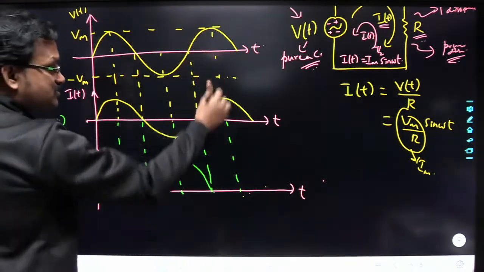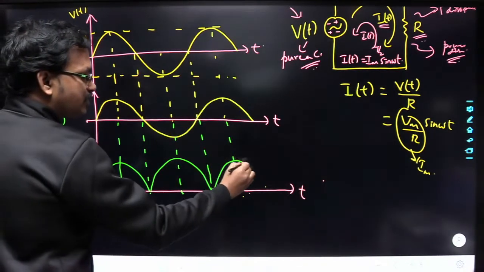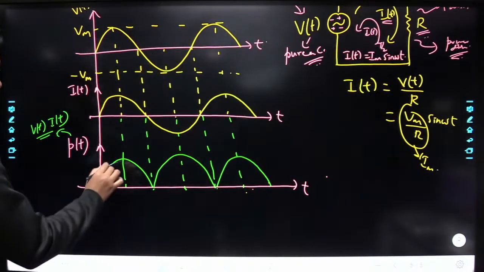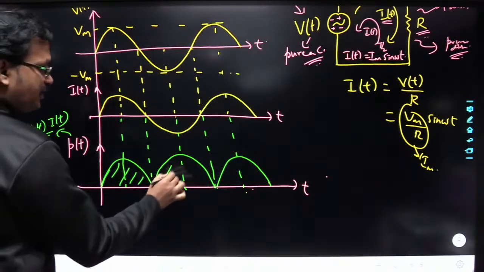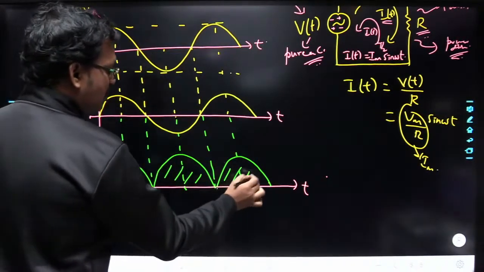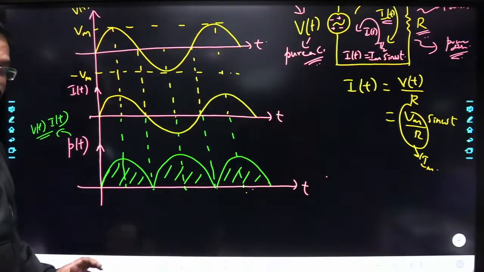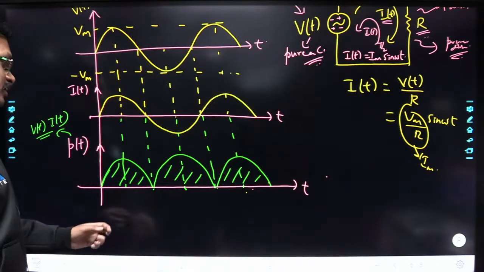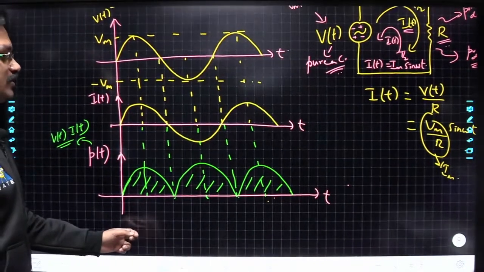Right, here plus into plus will become plus, so you will get the waveform like this. Yes or no? Okay, so this is the power that is dissipated across the resistor during each and every cycle, right? Okay, so now see here.